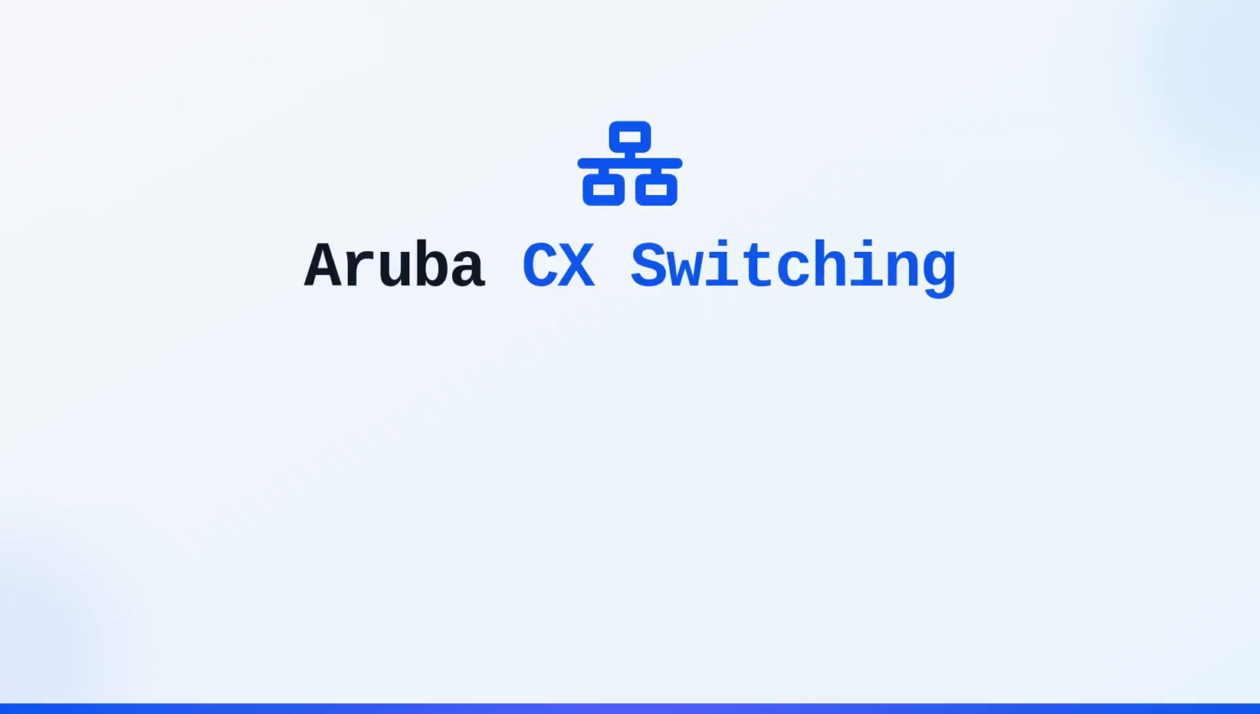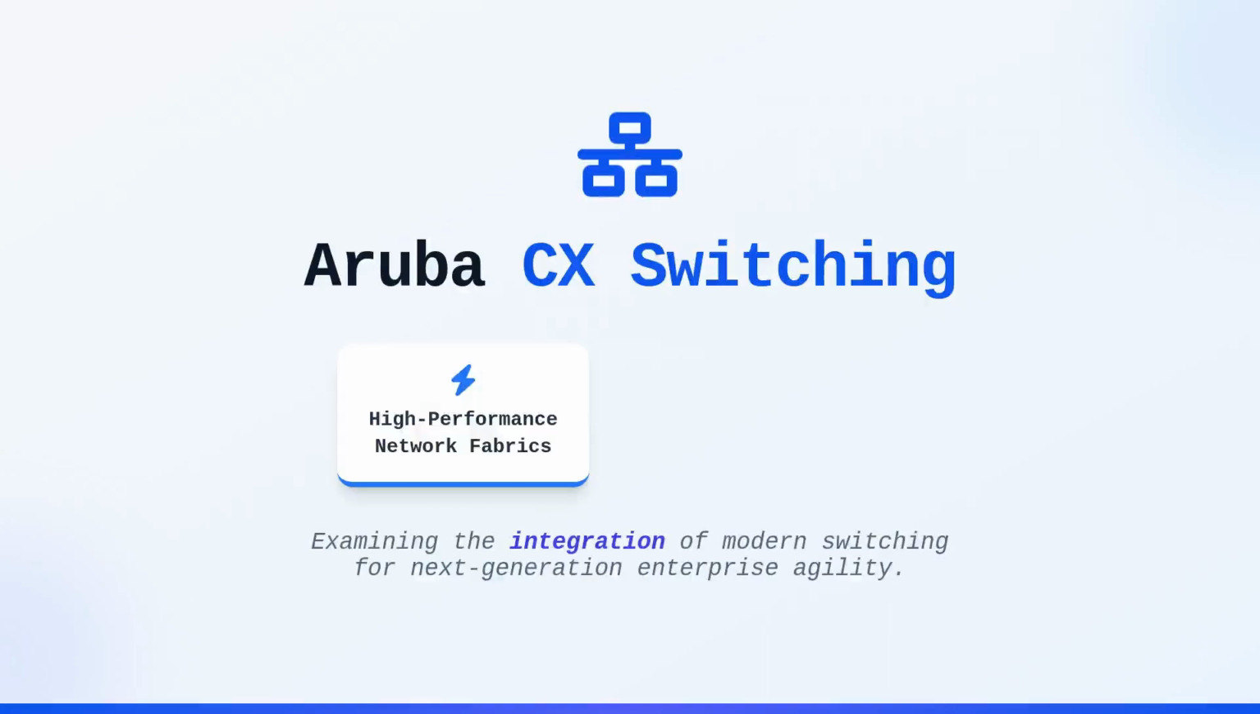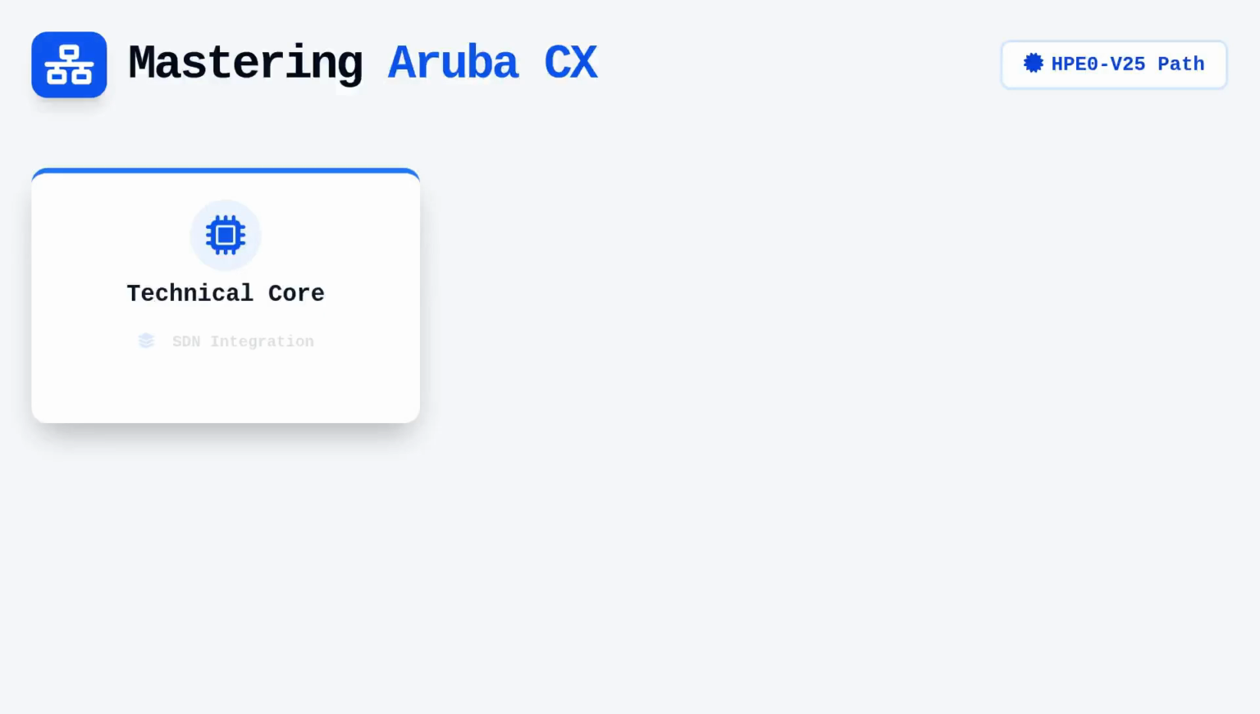Welcome to this chapter on Aruba CX Switching, where we will examine the integration of high-performance network fabrics into hybrid cloud environments. Mastering Aruba CX is essential for anyone aspiring to certify in HPE hybrid cloud solutions, as it forms the networking backbone of the modern edge-to-cloud architecture. By completing this chapter, you will gain critical insights into how to leverage software-defined networking, optimize traffic flow in data centers, and manage complex switch deployments with precision.